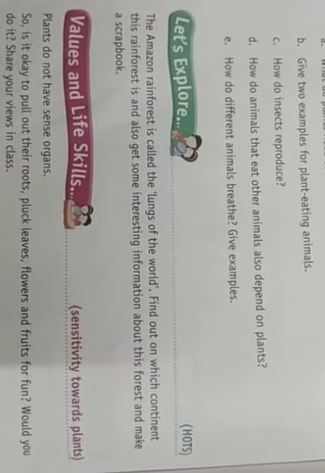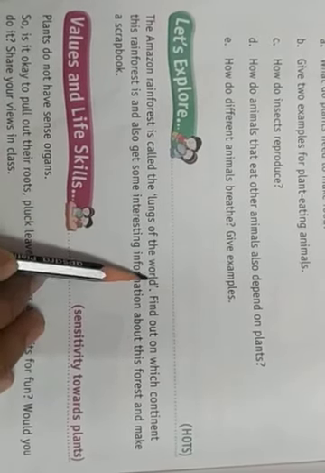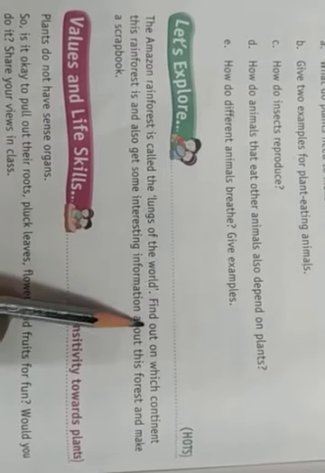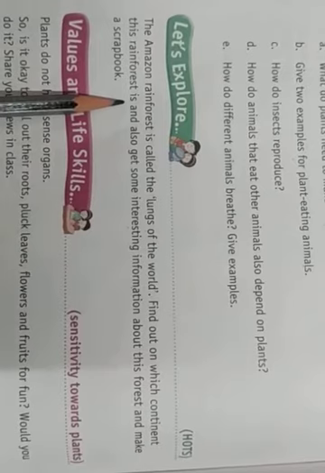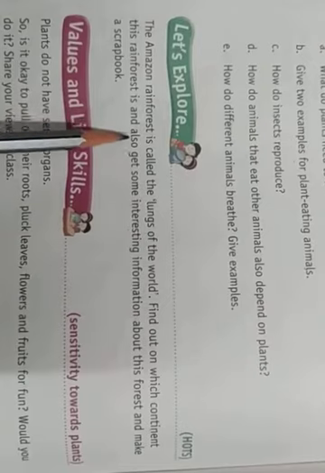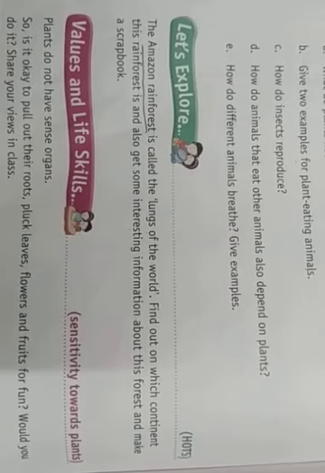So this is the answer time. I will provide you the question answers, not to worry. Next is, let's explore the Amazon rainforest. The Amazon rainforest is called the lung of the world. The forests are called the lungs of the earth. Find out on which continent the rainforest is. Also get some interesting information about this forest and make a scrapbook. Try to find some information on Google and write it in your scrapbook.